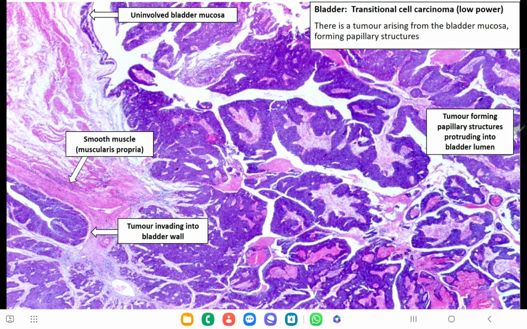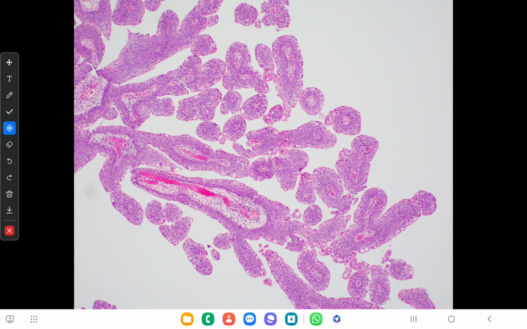Here is a histological section of transitional cell carcinoma. In the bladder, you have transitional cell epithelium. Then this is a transitional cell carcinoma. Here you can see a transitional cell papilloma or urothelial papilloma. You can see these finger-like projections. These are in high power.